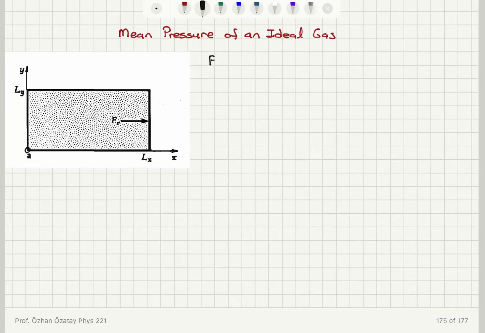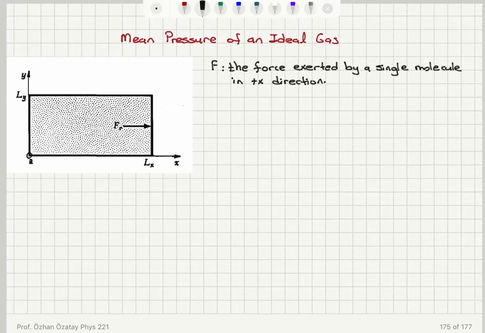And as I said, F is the force that is exerted by a single molecule in the positive x direction. And this is basically acting on the right wall of this container. As you can see here, it's on the right wall.